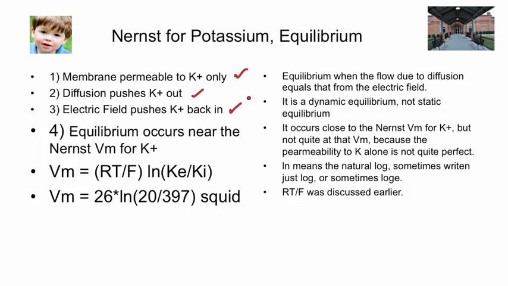So an equilibrium results when the flow from diffusion equals the flow because of the electric field. The result is equilibrium. And in a one-ion system, a system in which only one ion can move across the membrane, equilibrium is called the Nernst VM. So the Nernst transmembrane voltage for potassium occurs when the two forces, diffusion and the electric field, are in balance.